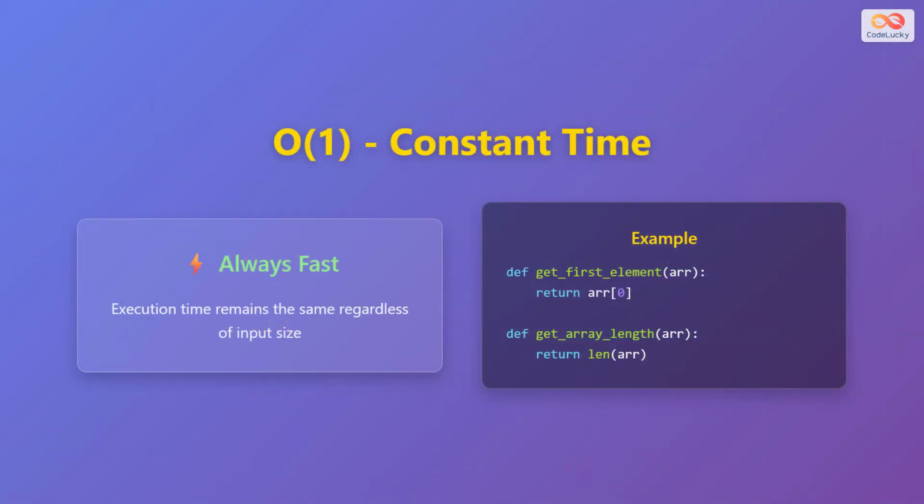Let's start with big O of 1 or constant time. Imagine an algorithm whose execution time remains the same, no matter how much data you give it. That's constant time. For example, consider a function getFirstElement that returns the first element in an array. The time it takes to find the first element does not change irrespective of how large the array is. Similarly, consider another function getArrayLength that returns the length of an array. Regardless of the size of the array, finding its length will always take the same amount of time.